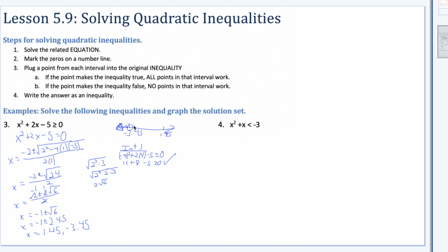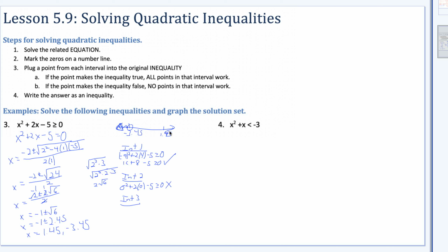We'll try in between. 0 falls in this interval. It doesn't always fall in the second interval, but it has so far for us. So we're going to try 0. So our interval 2, 0's in there, so we'll do 0 squared plus 2 times 0 minus 5. It's basically saying -5 is greater than 0, which is not true. So we won't shade that section, and we'll check interval 3.